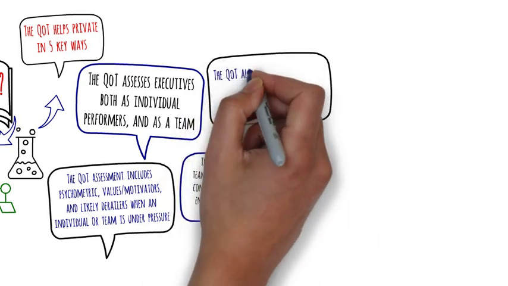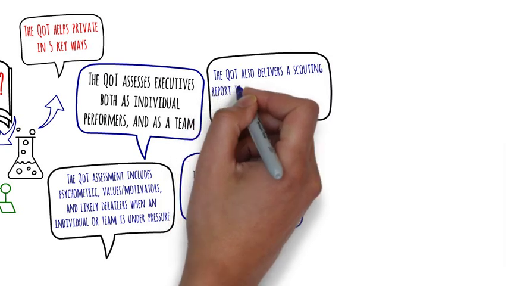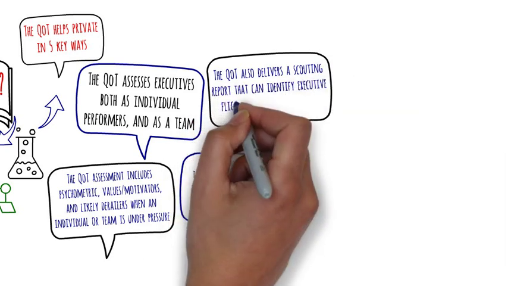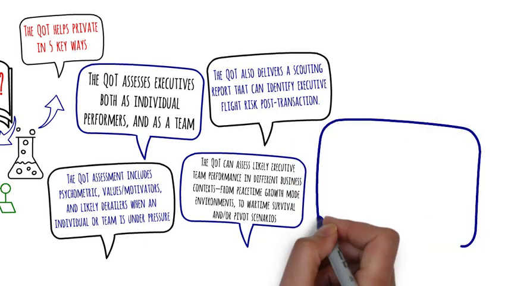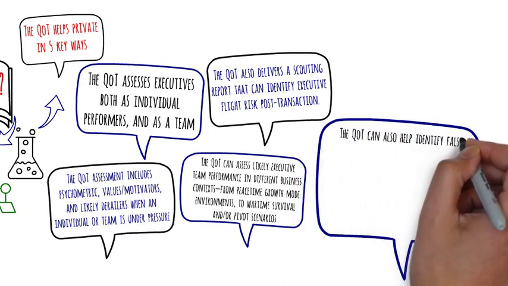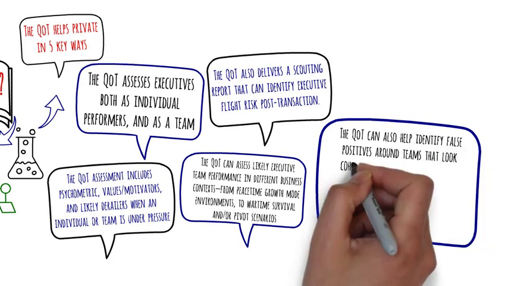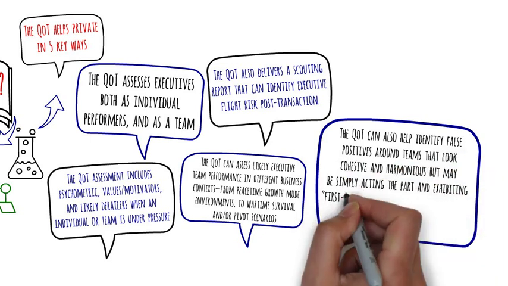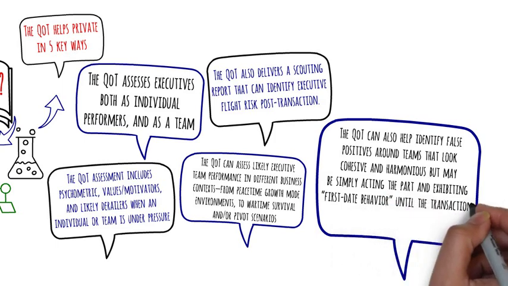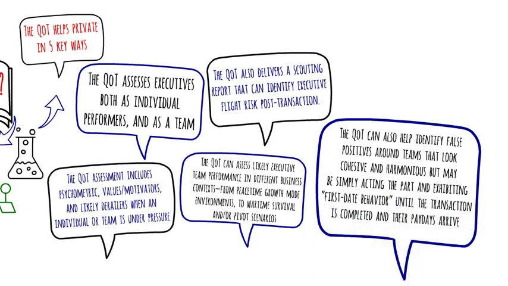Number 4, the QoT also delivers a scouting report that can identify executive flight risk post-transaction. The QoT, number 5, can also help identify false positives around teams that look cohesive and harmonious on the surface, but may be simply acting the part and exhibiting first date behavior until the transaction is completed and their paydays arrive.